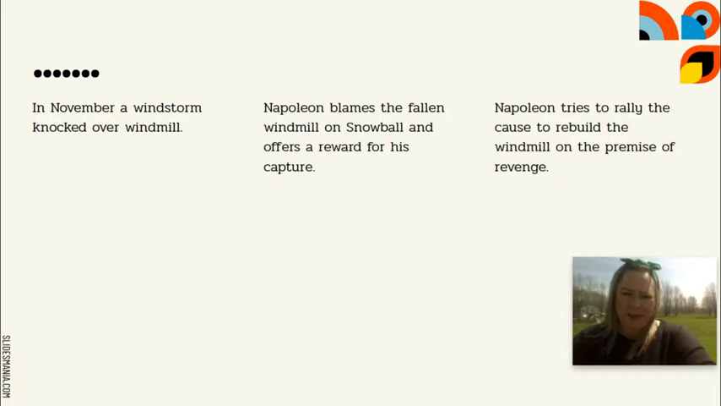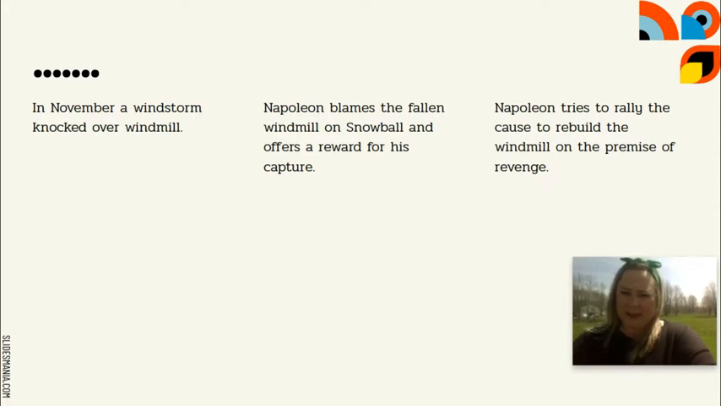Come November, a huge windstorm happens, and it sadly knocks over the windmill that they've been working so hard to construct. Napoleon blames the fallen windmill, which is an act of nature, on Snowball and says that he sees Snowball's footprints, or I guess since Snowball's a pig, it would be hoof prints. And he offers a reward for Snowball's capture. So he puts a bounty on Snowball.